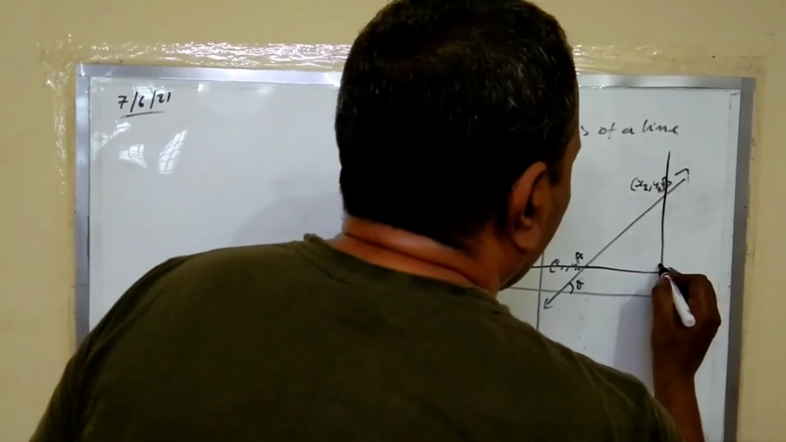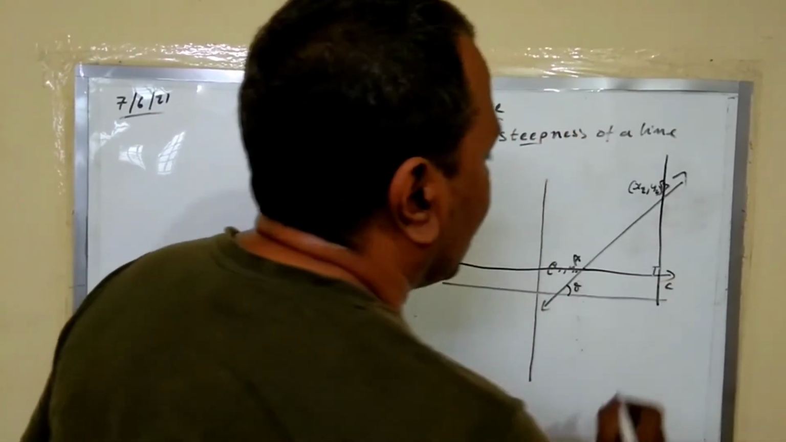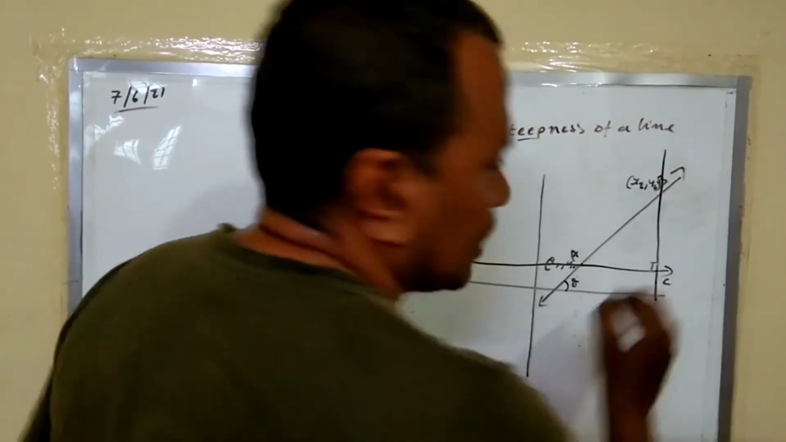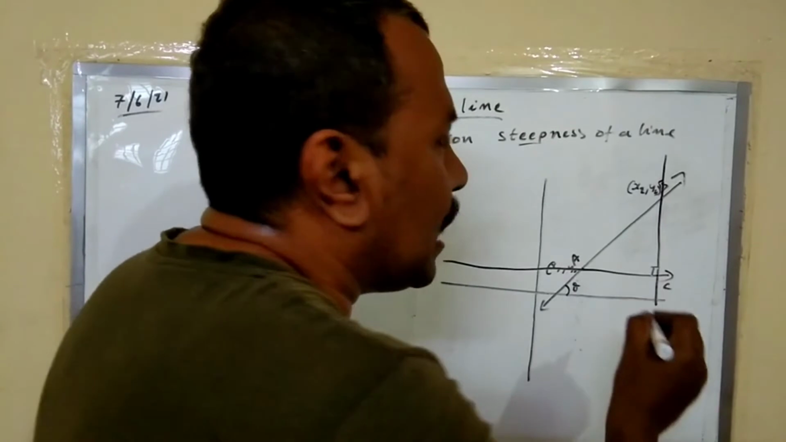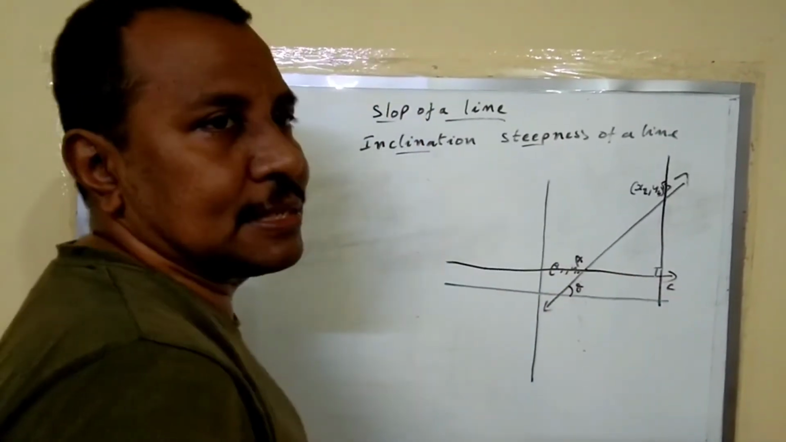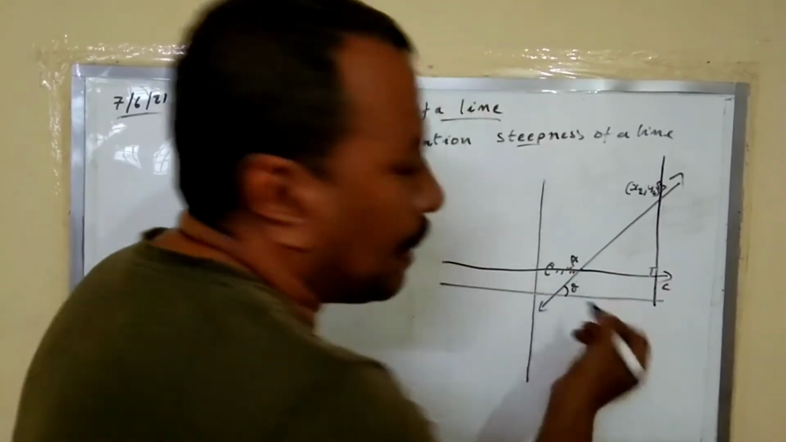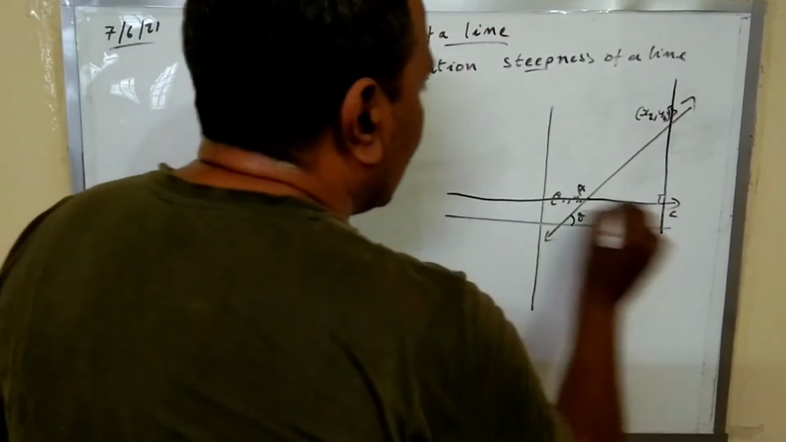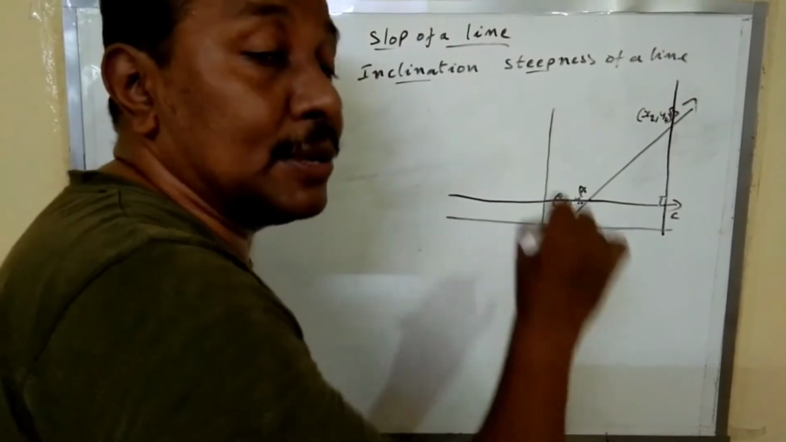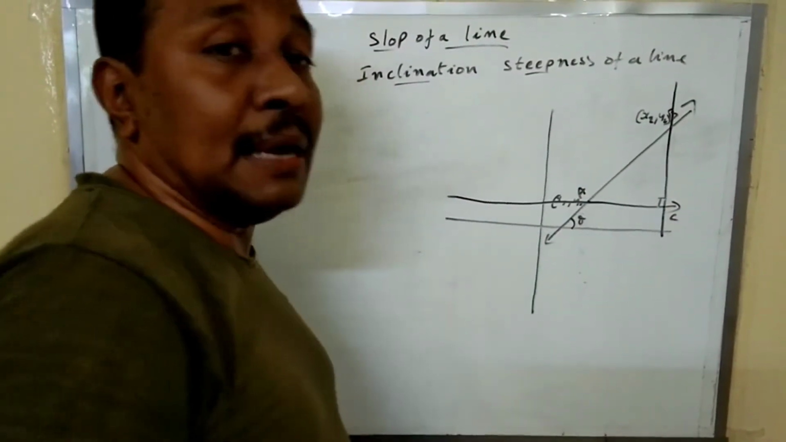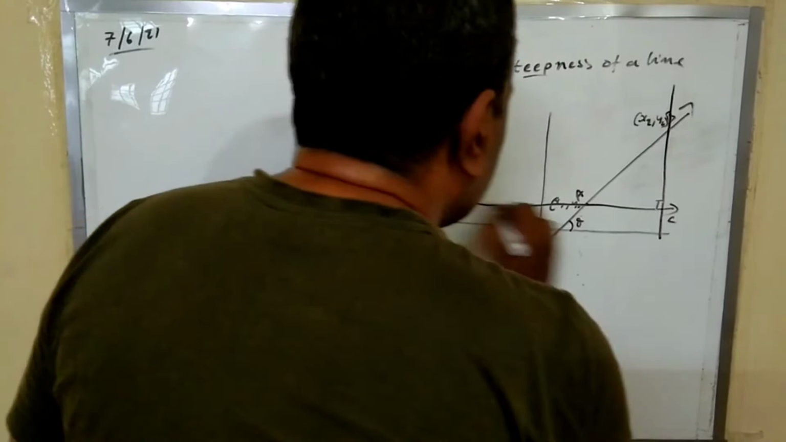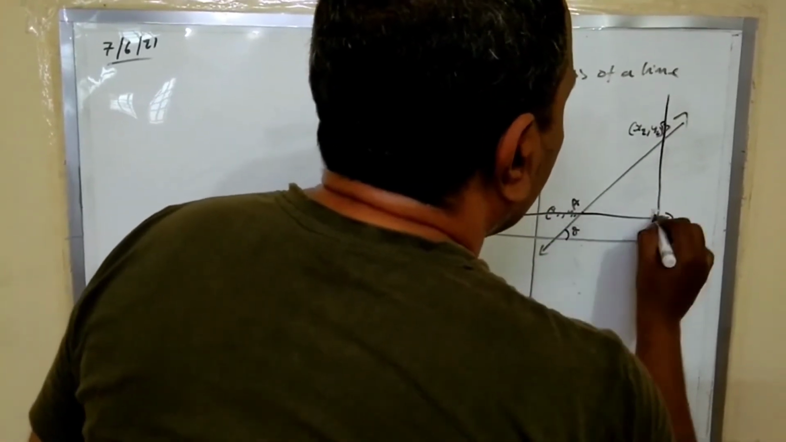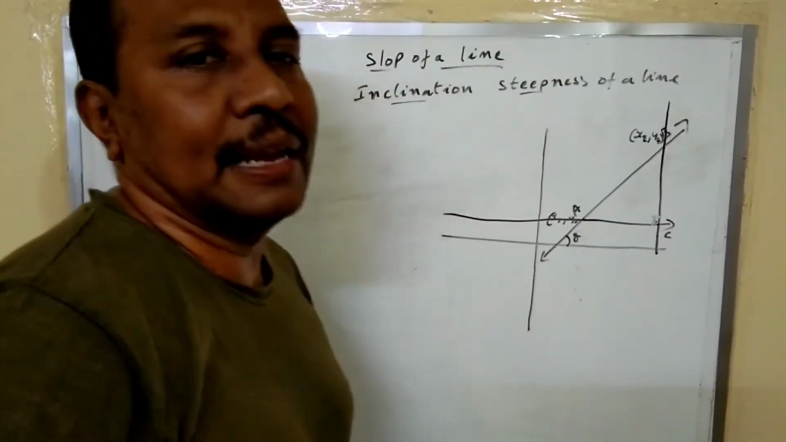So here we formed a right angle triangle. Why did it form a triangle? Because this line is parallel to the x-axis and this line is parallel to the y-axis. Both these lines are parallel to the coordinate axes. If these coordinate axes are perpendicular to each other, then these two lines are also perpendicular to each other. So here it formed a right angle triangle.